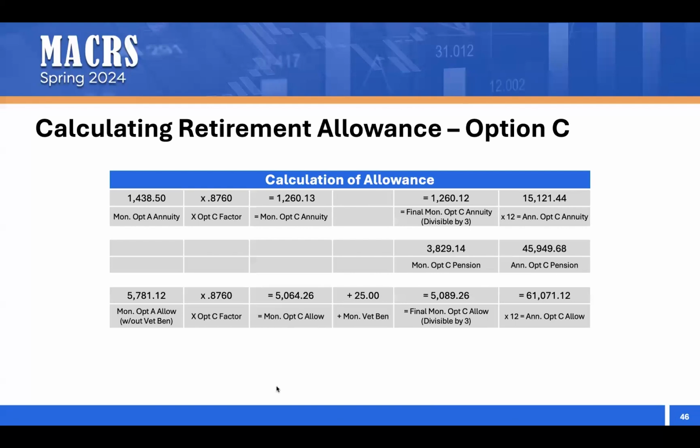So we add the veterans allowance to the monthly option C allowance, and we make it divisible by 3. In this case, the monthly option C allowance would be $5,089.26. You subtract the annuity from the allowance to get the pension portion. Monthly would be $3,829.14. You multiply the monthly amounts by 12 to get the annual amounts.